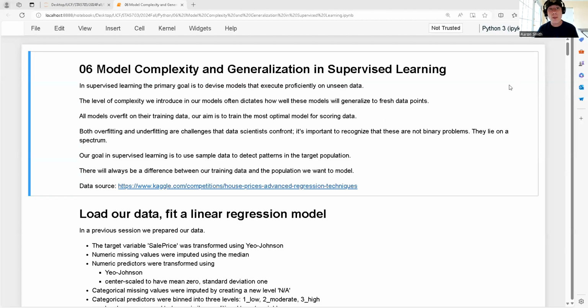Hi, in this video, we're going to take a look at model complexity and generalization in supervised learning.